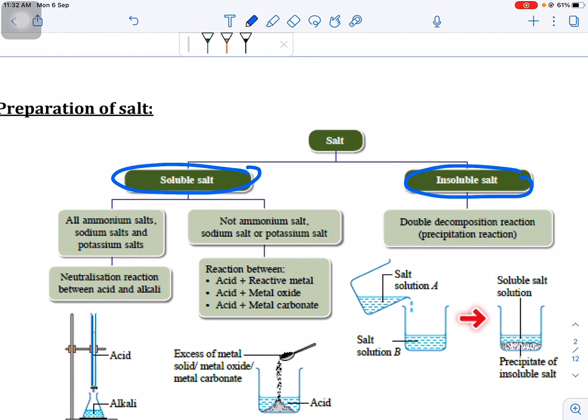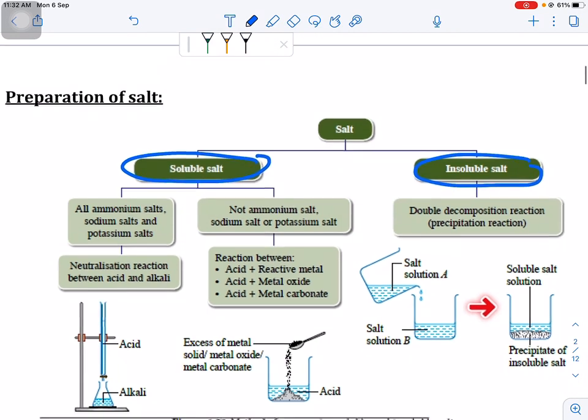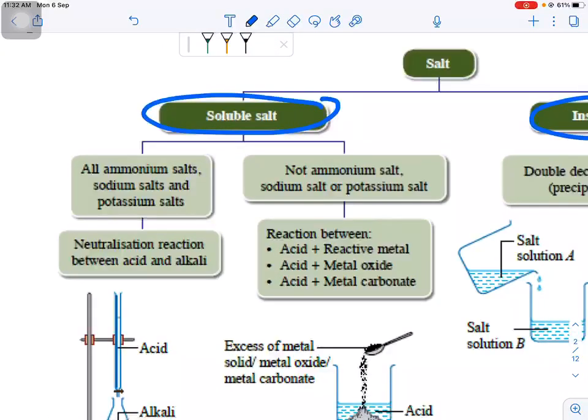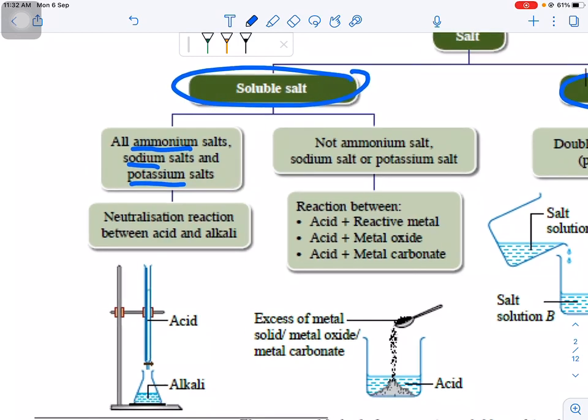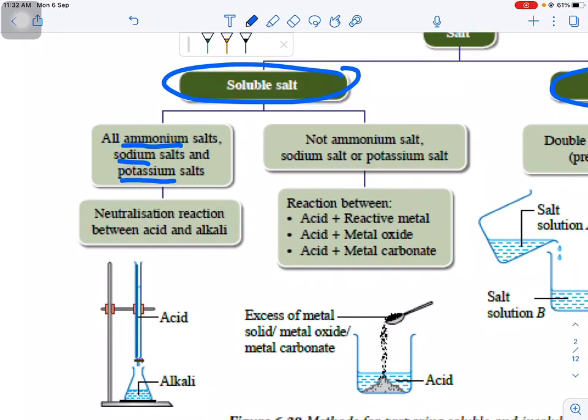and insoluble salt. After you recognize soluble or insoluble, for the soluble salt, we have two groups. It's divided into two groups. For the ammonium, sodium and potassium salt, how to prepare? We're going to use the neutralization reaction, which is the reaction between acid and alkali. Whereas for the soluble salt, other than ammonium, sodium and potassium salt, we have three options: either acid and metal oxide, or acid and metal carbonate. So you kena kenal lah dia tu adalah ammonium, sodium or potassium ataupun selain daripada tiga ni.